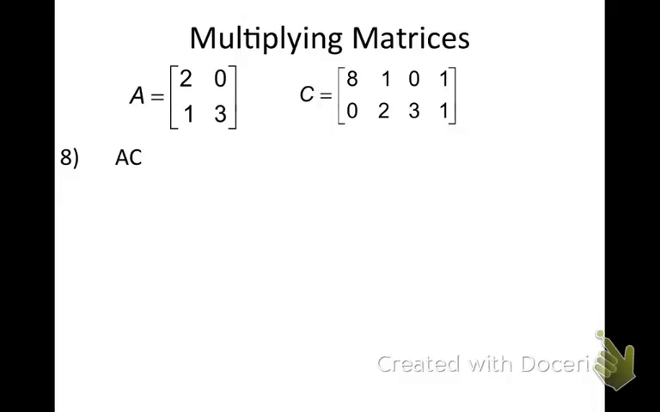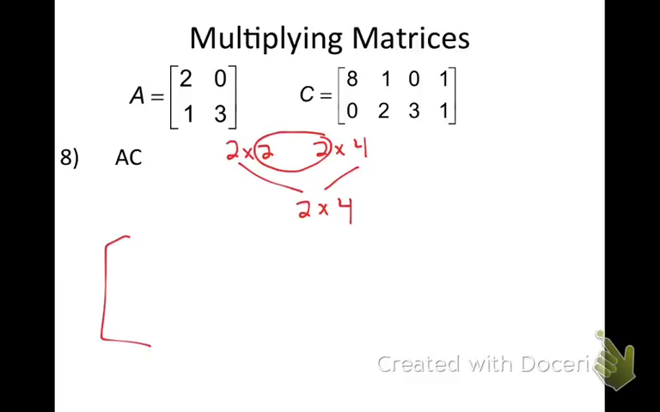Last one here. A and C. What are the dimensions of A? What are the dimensions of C? Can I multiply these? And what is my resultant matrix going to be? My resultant matrix is going to be a 2 by 4. Take a couple moments here, work this out on your own or with a partner. Let's go through the answers here.